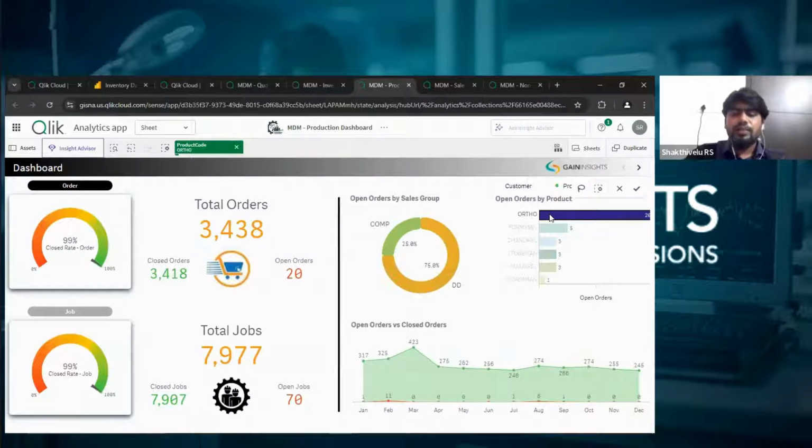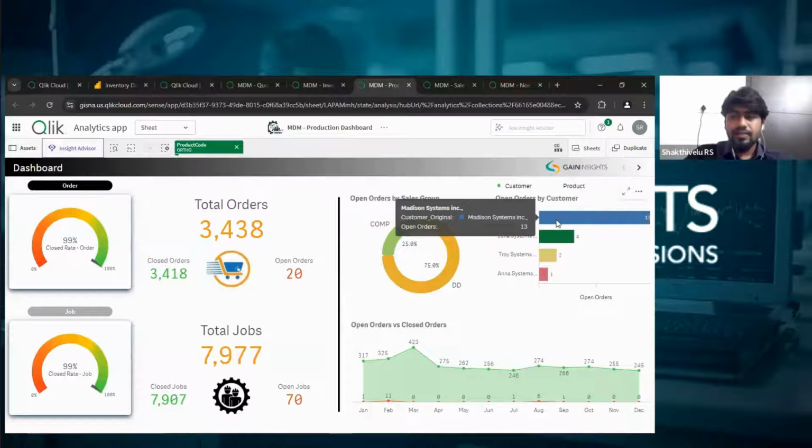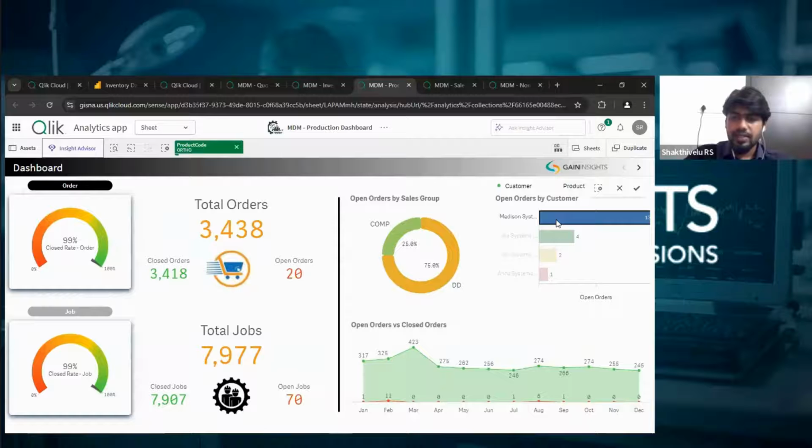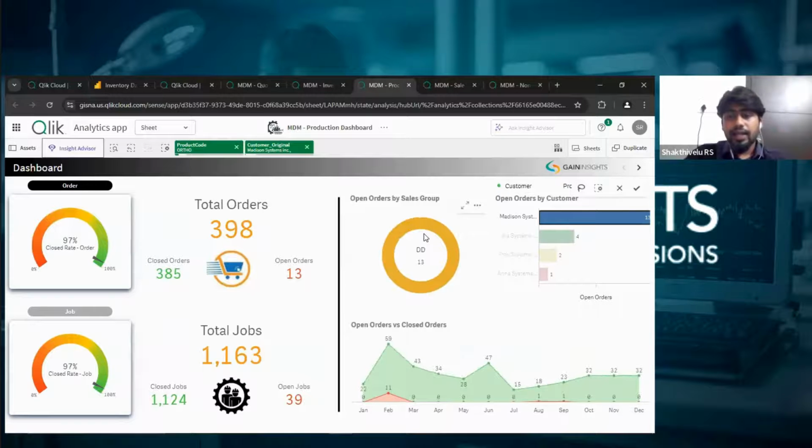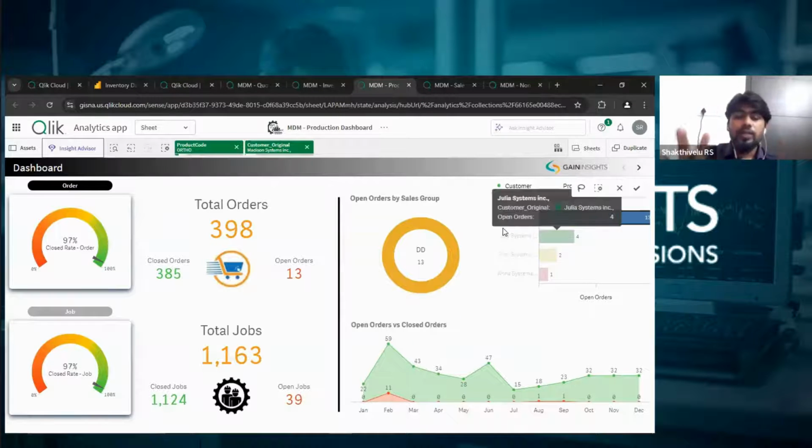So are there any problems in implementing it? Let me switch back to customers. I understand Madison Systems have lots of them. Once I select that, I again get a view that all these open orders have been stalled in one particular group, which is DD. In this way, I'll be able to identify where the problem lies and who or what is responsible for that particular hiccup. But does this mean that I should attend to this particular problem first?